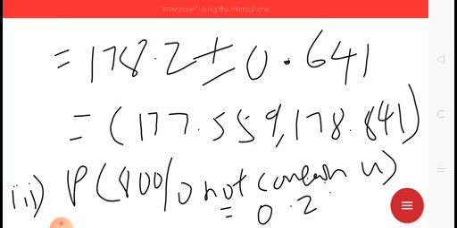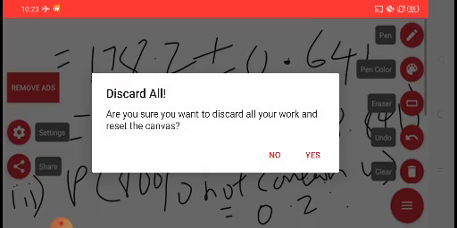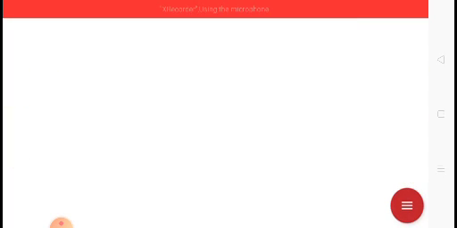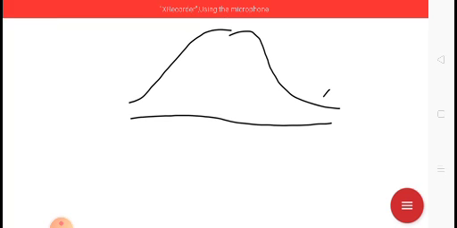And part 4. Find the probability that the 80% confidence interval contains the mean, but the 95% confidence interval does not contain the mean. So let's see, I will draw this diagram. Let's say this is 80%.